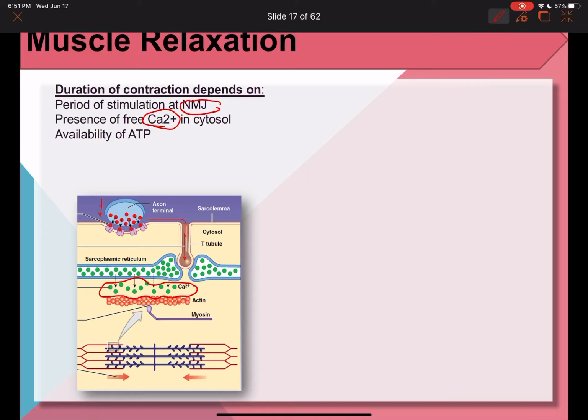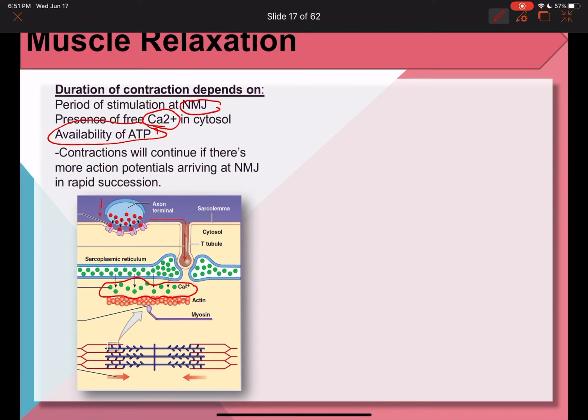And the last thing is availability of ATP. If you don't have ATP, myosin heads can't release from the actin, and it cannot do another round of cross-bridge formation and power stroke. Okay, in order for it to continuously do that multiple times to cause the sarcomeres to contract, you have to have ATP around. Without ATP, everything stays frozen in place.